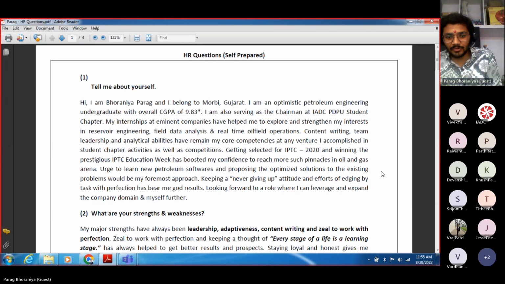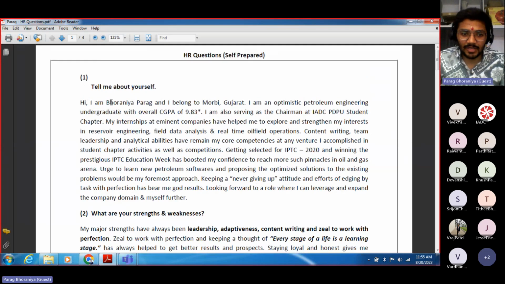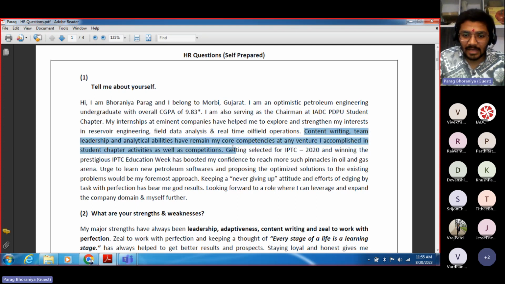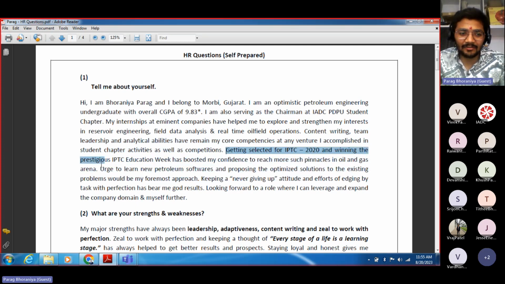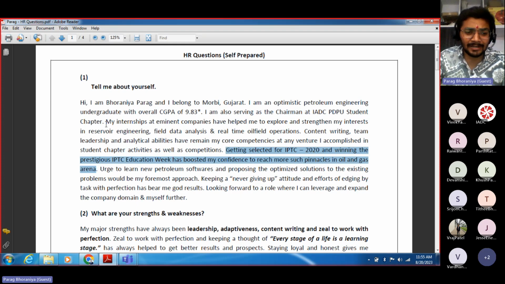I'll come to how and why to prepare this. So first I have mentioned my name and where I am currently from. Then you can mention your current position at any student chapter, if you have one. This will add to your introduction. Then you can mention your internships in a very short form, then your core competencies. You can also mention one prominent achievement that you are proud of, that can give a good impact to the interviewers.